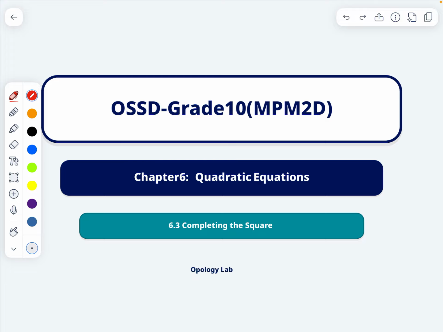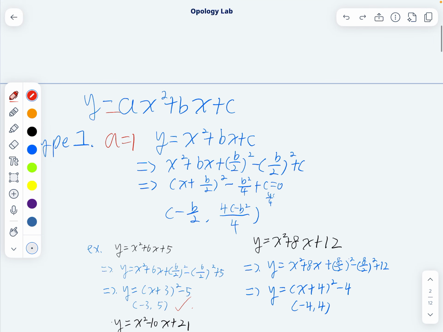In this section we're going back to quadratic relations. We're going to learn how to use the completing the square method to change standard form to vertex form. Let's see the first type.